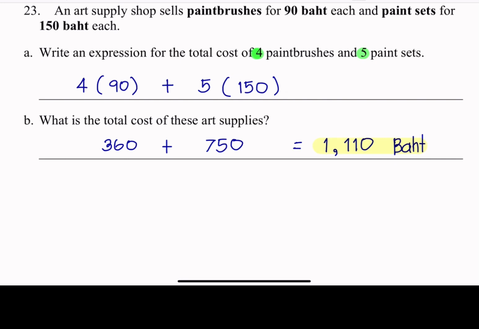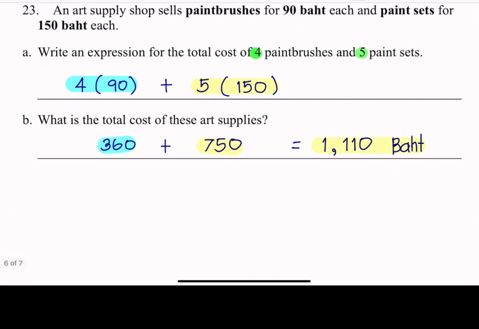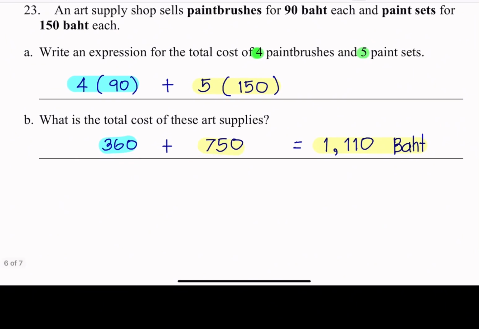Letter B. What is the total cost of these art supplies? So all you have to do is to multiply them, then add. 4 times 90 is 360. 5 times 150 is 750. 360 plus 750 is 1,110 baht.